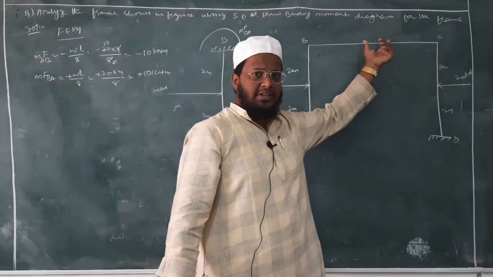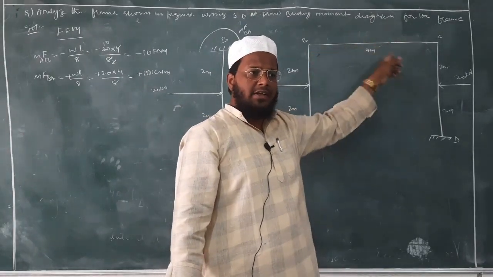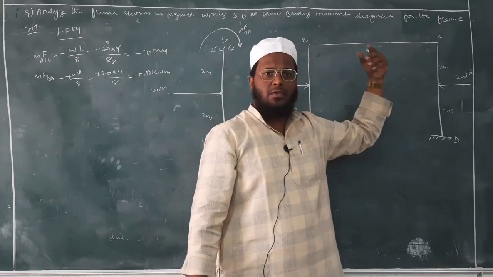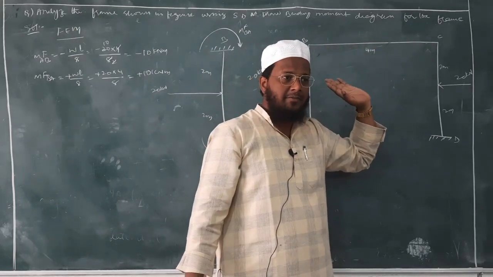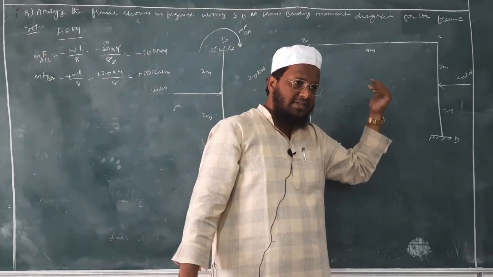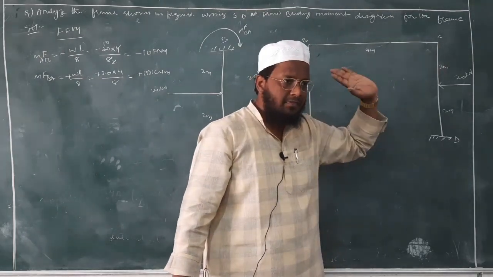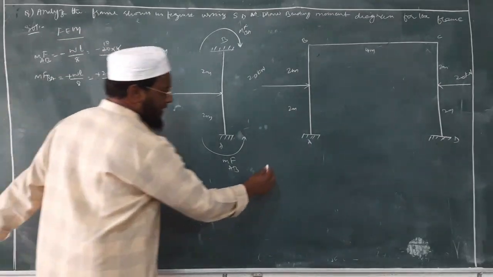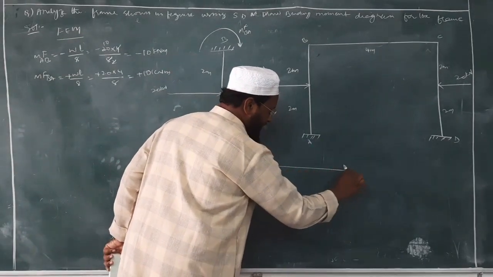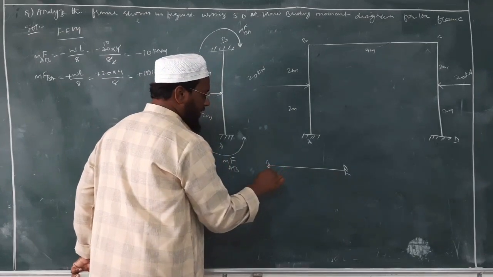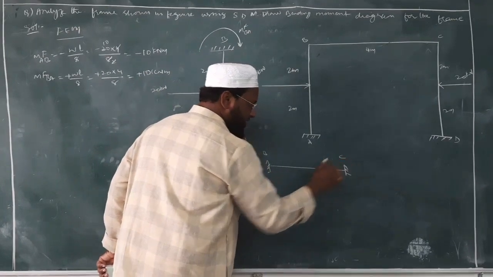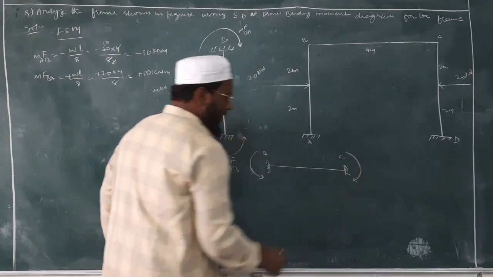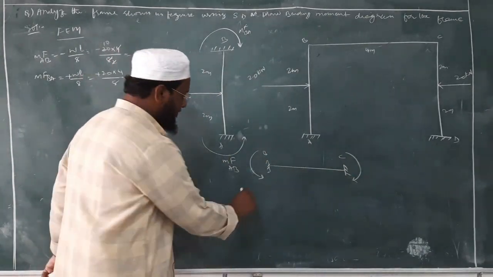Next, we'll go for the next span, that is span BC. We have span BC, and for span BC, do we have any loading? No load, isn't it? For this particular span BC, we do not have any load. So what happens there? Fixed end moment, that is MFBC and MFCB, will become 0. So I'll draw here so that it will be clear for all of us. This is span B and this is span C, this is point C. So however we do not have any load, what will happen to MFBC?